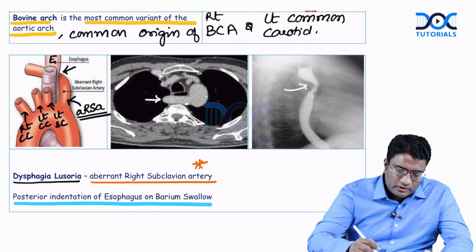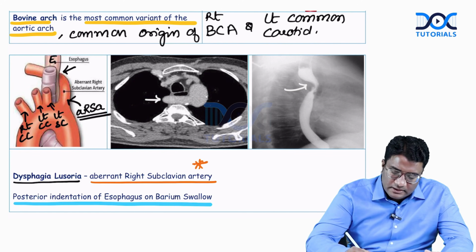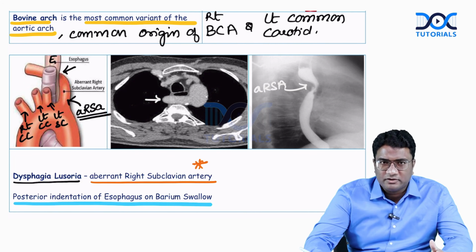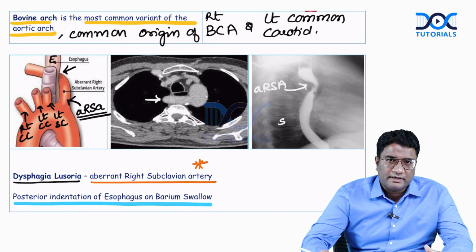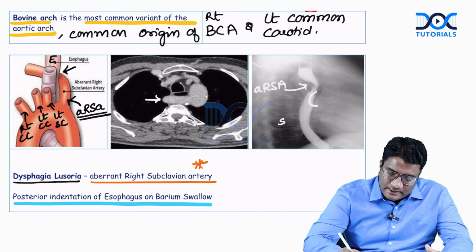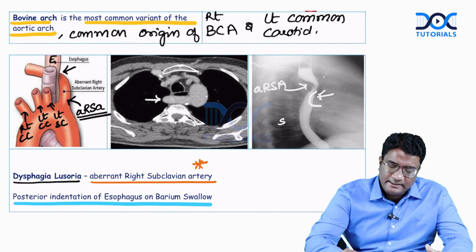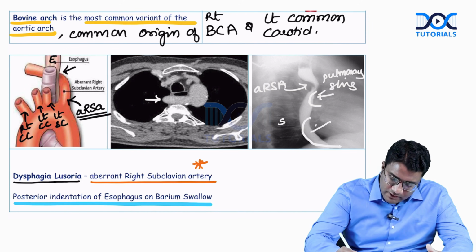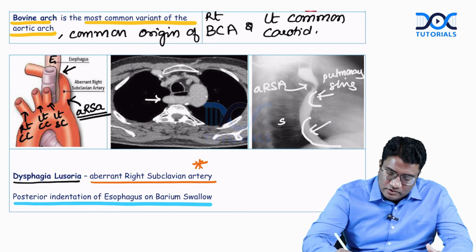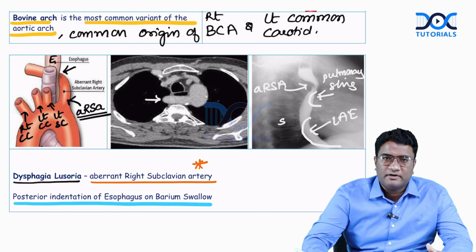So if I show you the barium study image, this was the aberrant right subclavian artery that was producing posterior indentation of the esophagus. Wherever the spine is, that is the posterior part. So the aberrant right subclavian artery, that is dysphagia lusoria, is producing posterior indentation of the esophagus. Whereas pulmonary sling produces anterior indentation of the esophagus. But if you see an anterior indentation on the lower part of the esophagus, this is suggestive of left atrial enlargement.